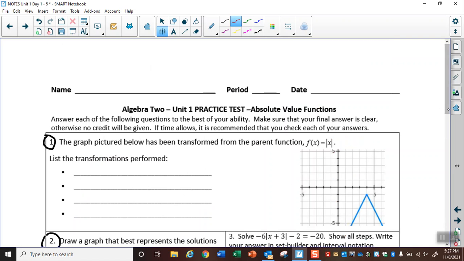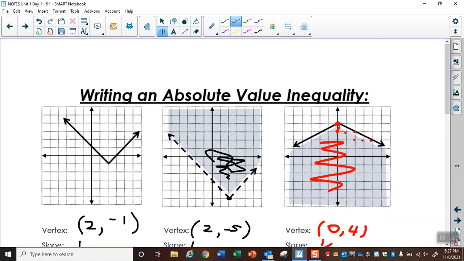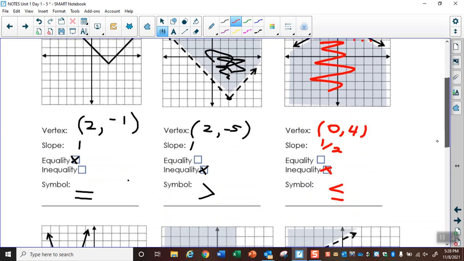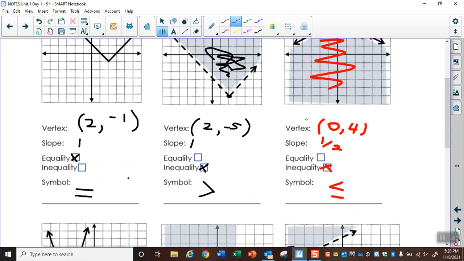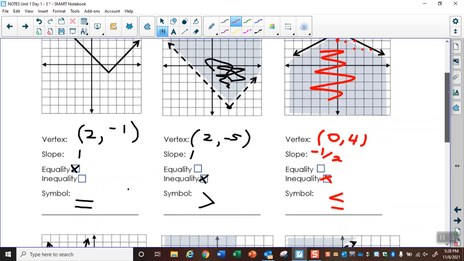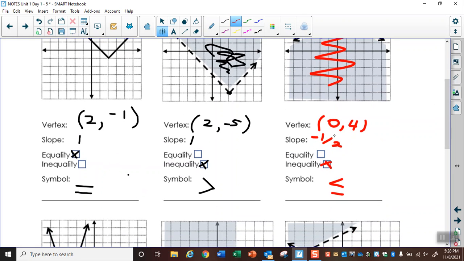All right, awesome. And one last thing, as long as we're looking at this, when we're talking about the slope here, it's upside down. So you could think of it also as a negative because it got reflected if it's upside down. So in front of my absolute value is going to be a negative 1 half. Okay, so that's how you do those.